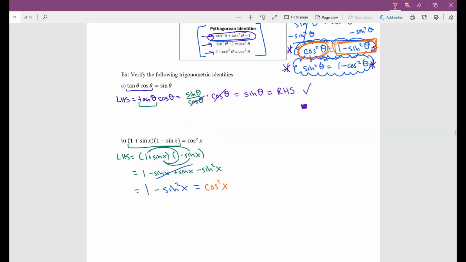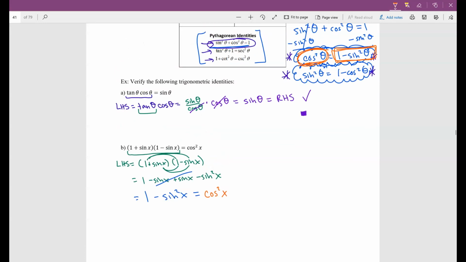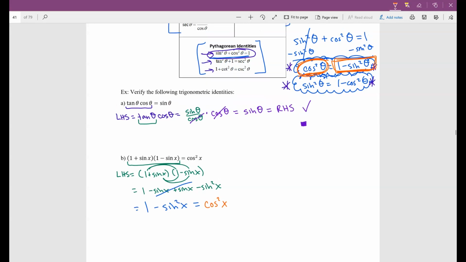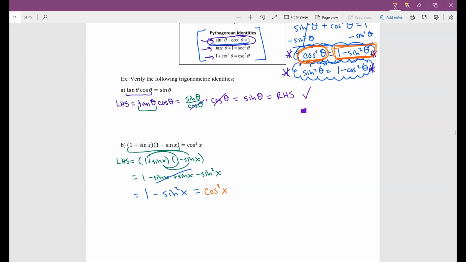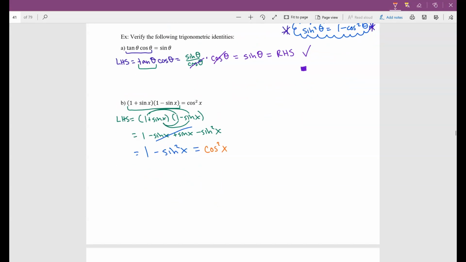See how I said that we have to be able to use these equations, the rewritten forms of the Pythagorean identities, to get what we want. So at this point, cosine squared theta, or cosine squared x, is just equal to the right-hand side, and that concludes the proof.